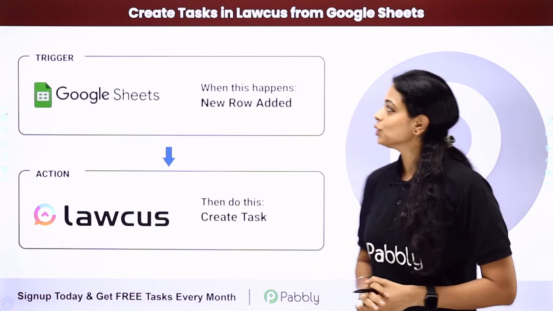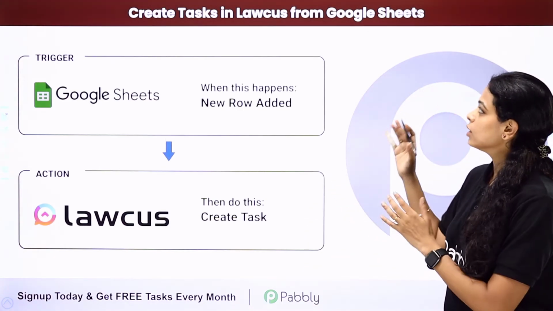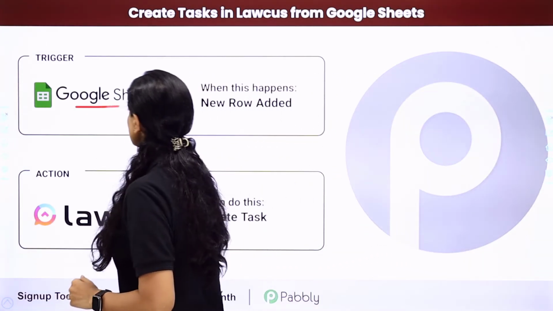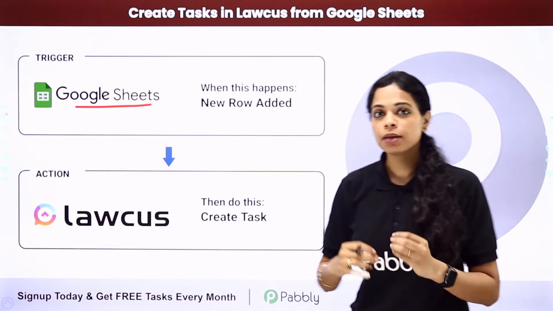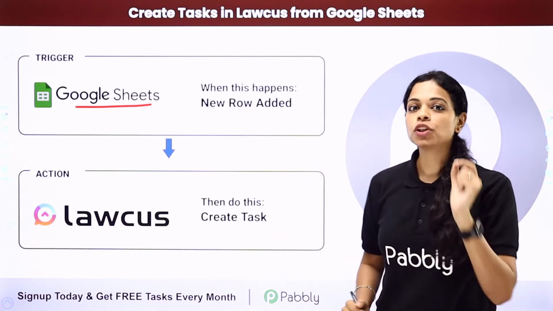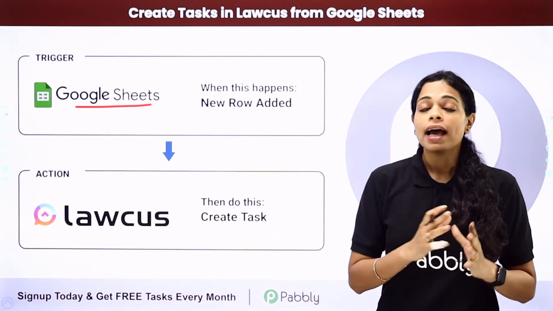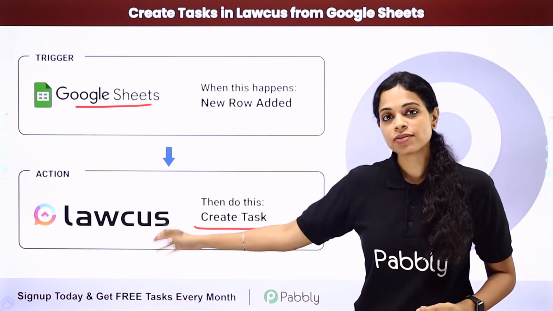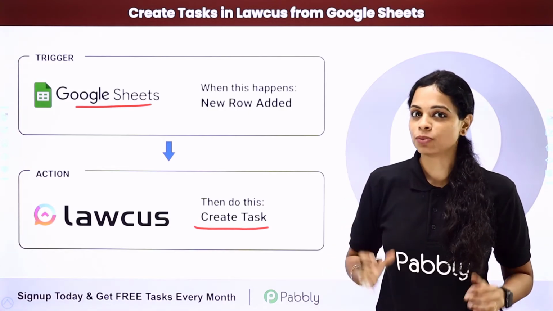In this video, we are going to see how to create tasks in Lawcus from Google Sheets. So let's say that you have your data on Google Sheets and every time some new data is added as a new row, the same should be added to your Lawcus as a new task. So basically you have to create a new task on Lawcus, which is a legal practice management software.